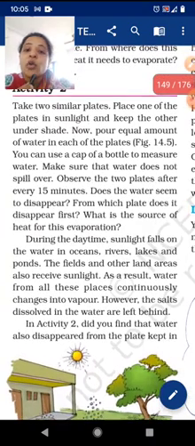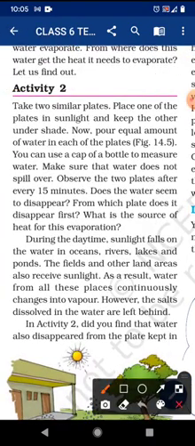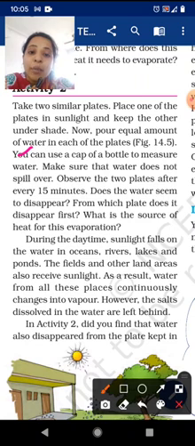Now you can use a cap of a bottle to measure the water. Make sure that the water does not pile over. It should not spread here and there, it should be in the plate only. Observe the two plates after every 15 minutes. Does the water seem to disappear? From which plate does it disappear faster? What is the source of the heat for this evaporation?